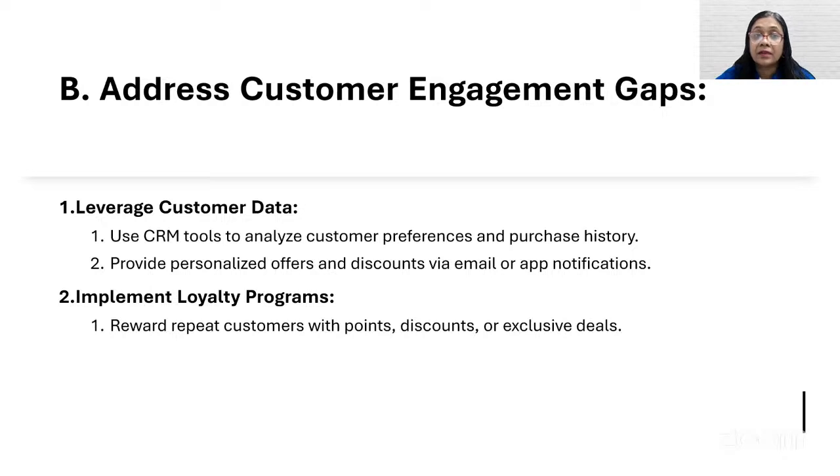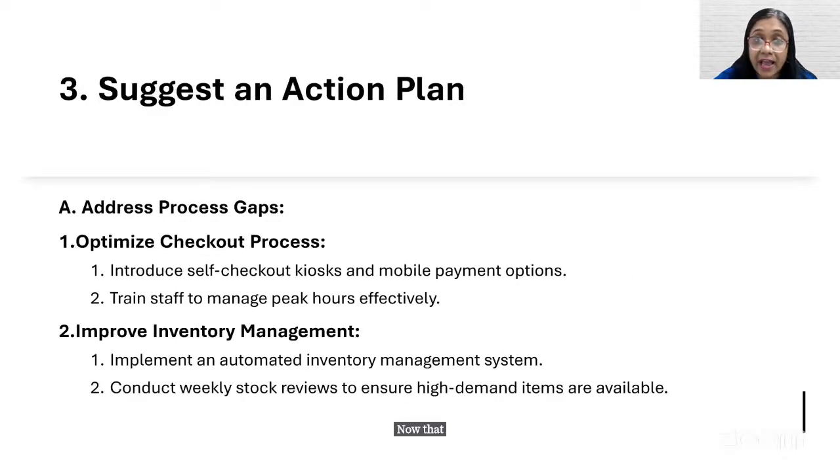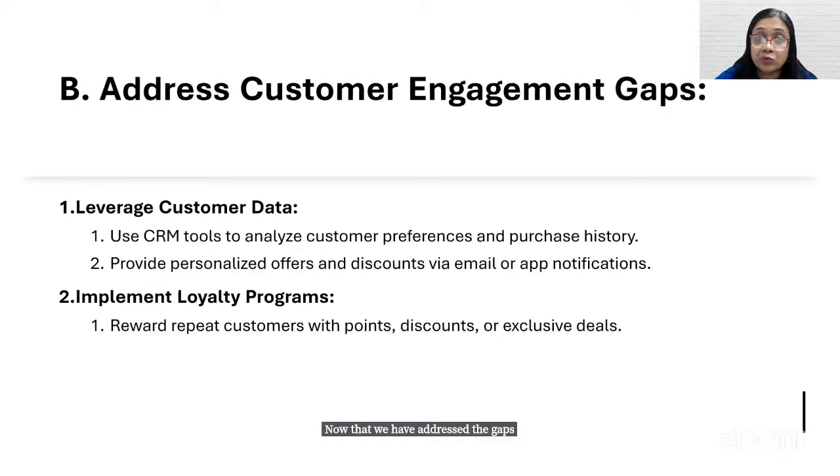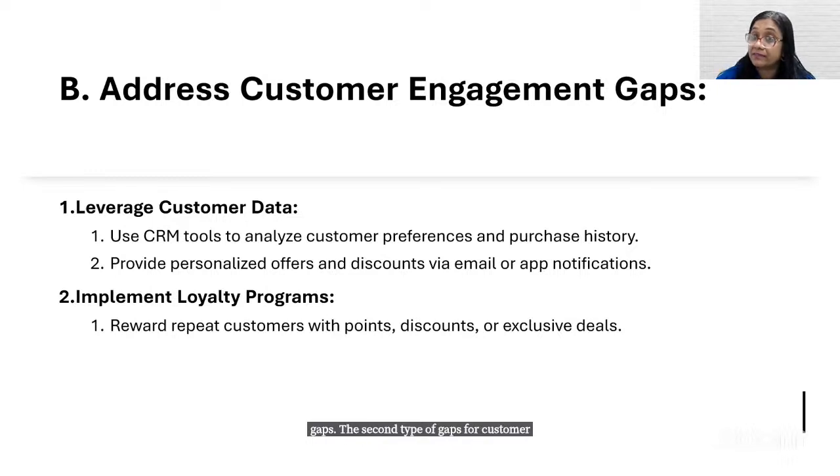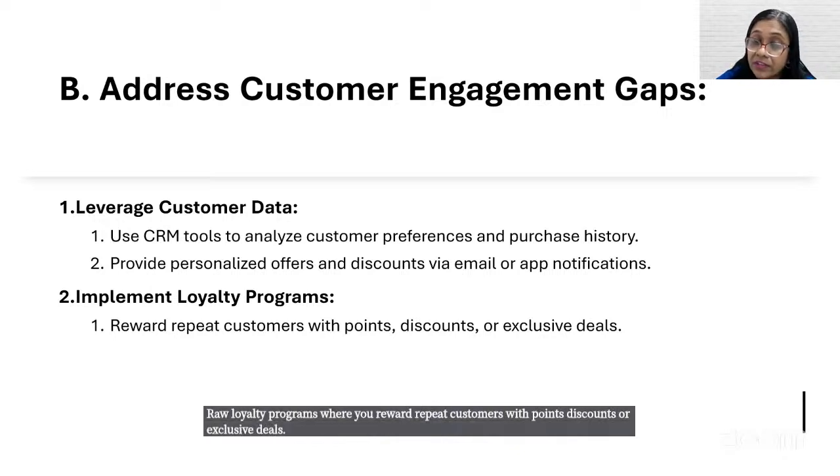Next, now that we have addressed the process gaps, we come to the second type of gaps: customer engagement. For customer engagement, what can we do, guys? We can suggest CRM tools, which can analyze customers' preferences and purchase history and provide personalized offers and discounts. Implement loyalty programs where you reward repeat customers with points, discounts, or exclusive deals. Reward them.